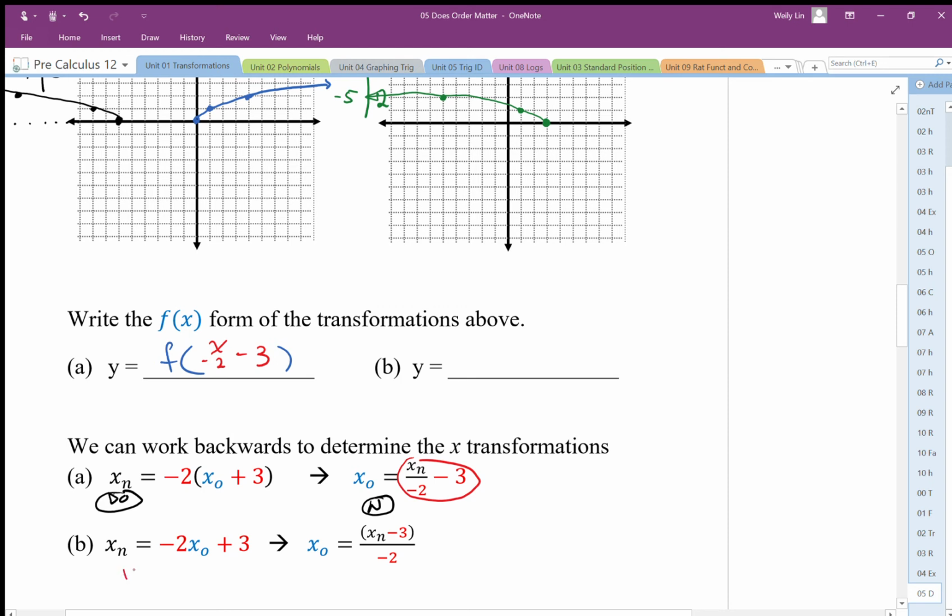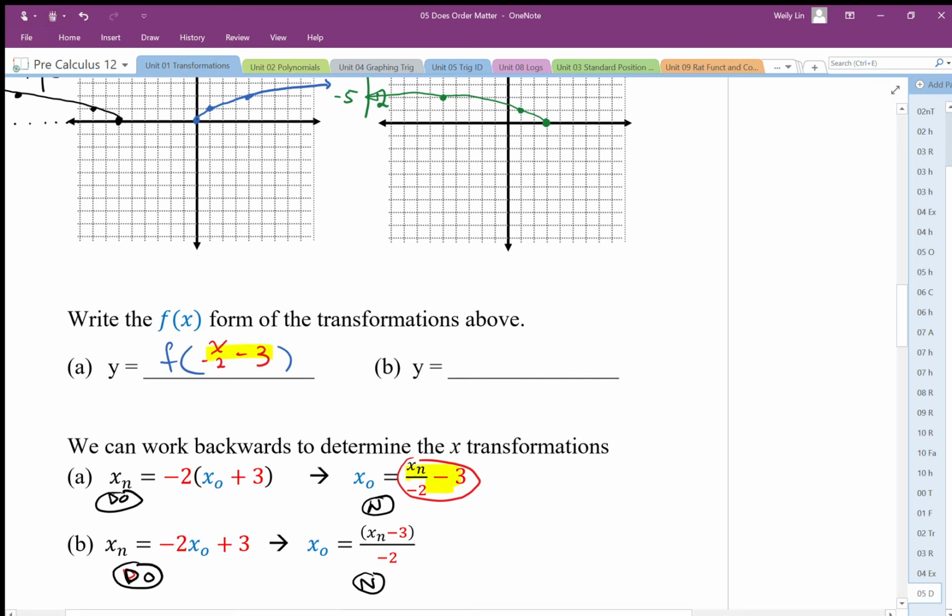So here, this is the same thing. This is what I actually did. Okay, I do this part here. This is my notation, right? This is to get from here to here. I do everything backwards. I subtract 3 first. I divide by negative 2. This is what I then need to put into my f of x notation.